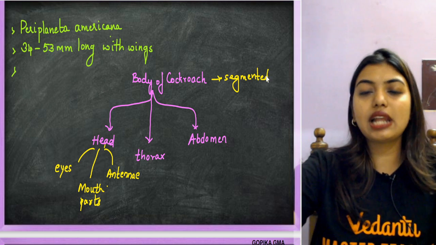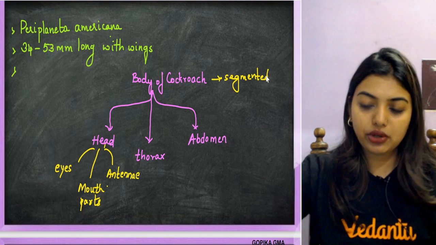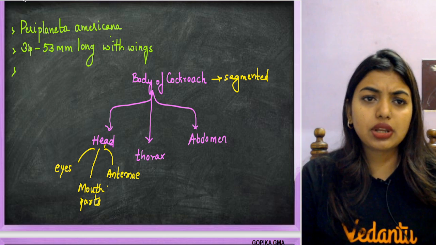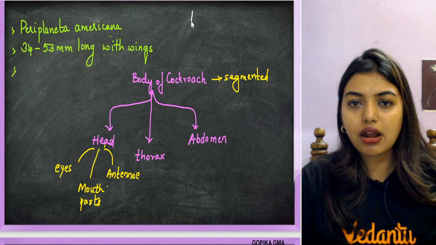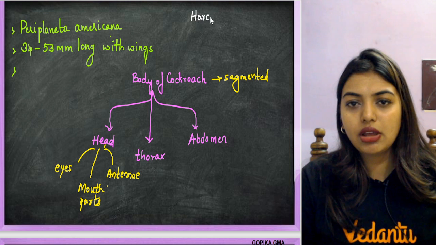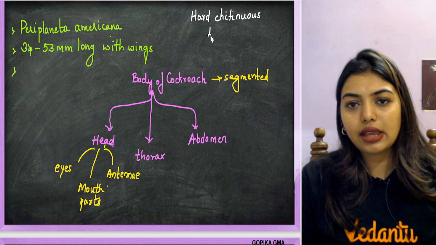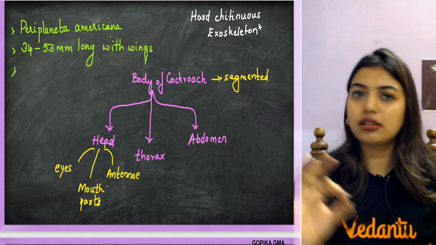I taught you this in animal kingdom chapter, right? Segments will be there, and the segments are very, very important. Now students, segments are there. Okay, ma'am, understood. Now ma'am, they spoke about something called as sclerites. So students, this hard chitinous exoskeleton is there in the body.